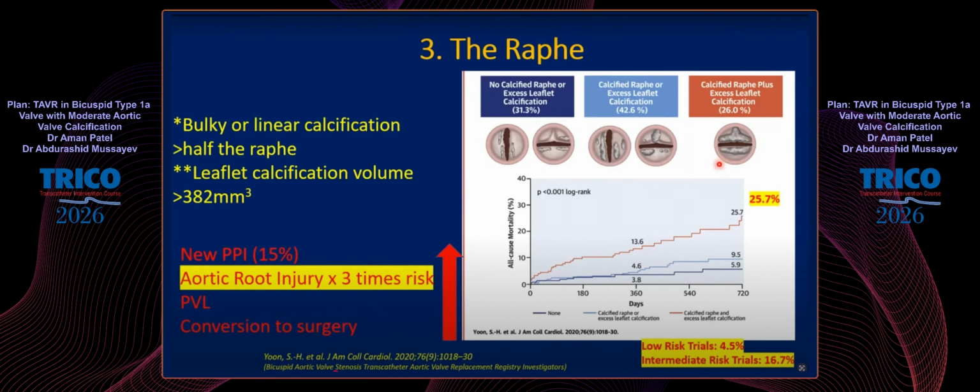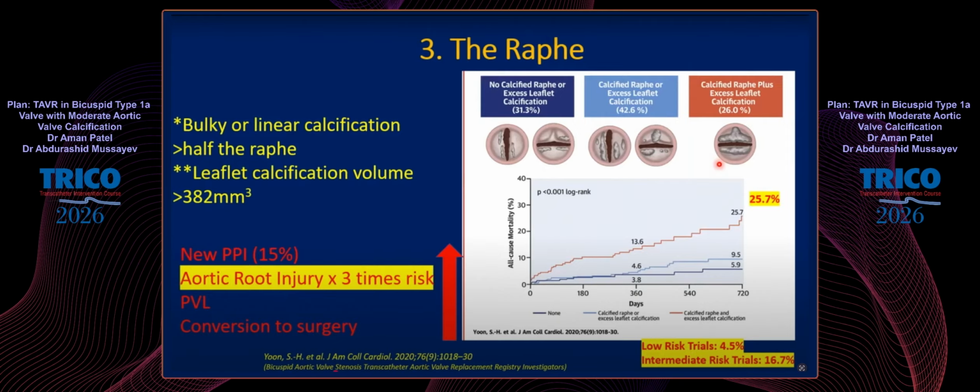So this is the raphe. Just having a raphe on a valve which is calcific, with bulky or linear calcification covering more than half of the raphe, or leaflet calcification volume on CT of more than 382 cubic millimeters on one leaflet. These two parameters, if they are there together, are associated with very adverse outcomes, like 25% mortality at the end of 2 years. If there is one of them, then mortality is 9.5% at the end of 2 years.